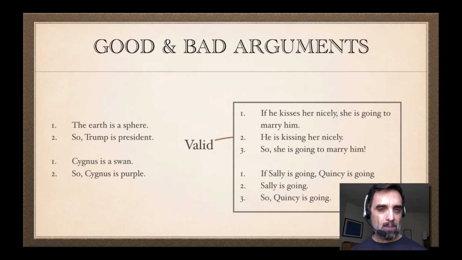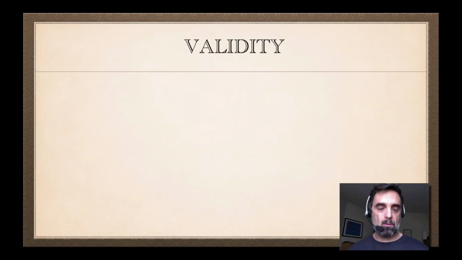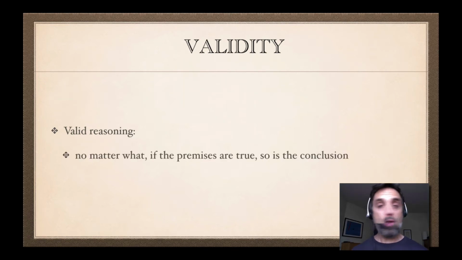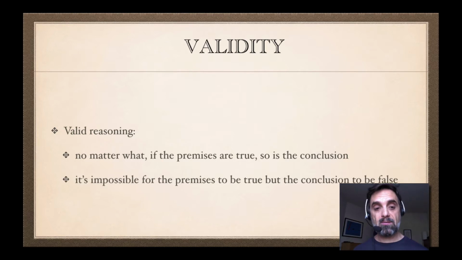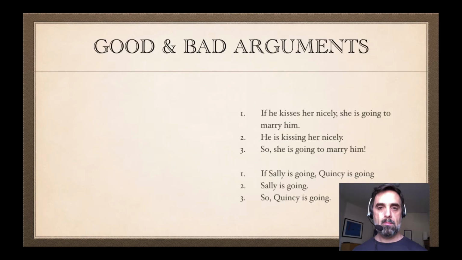So what do we mean by valid? Well, the property of validity. Valid reasoning is like this. No matter what, if the premises are true, so is the conclusion. And it seems like in those two arguments, yes, that holds. And we can put that differently. We can say that it's impossible for the premises to be true while the conclusion is false. So there's no situation in which the premises are true while the conclusion is false.